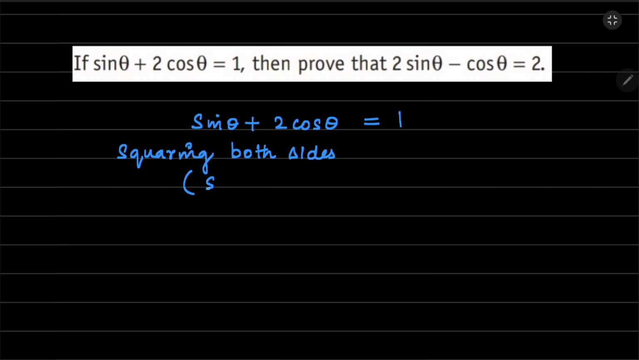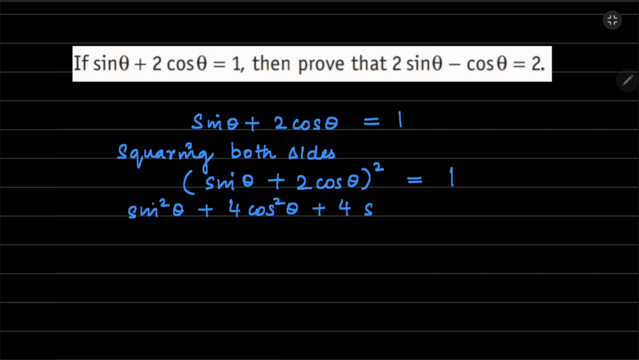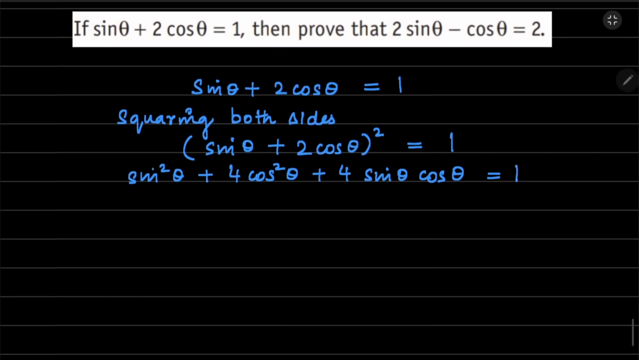Okay, so here you will have sine theta plus 2 cos theta the whole square equal to 1 square, which is 1. A plus b the whole square. So what is it? Sine square theta plus b square, 2 square is 4 cos square theta plus 2ab. So 2 into 2, 4 sine theta cos theta is equal to 1. Now, let us convert this sine square theta into 1 minus cos square theta. Right? And let us convert this cos square theta into 1 minus sine square theta.